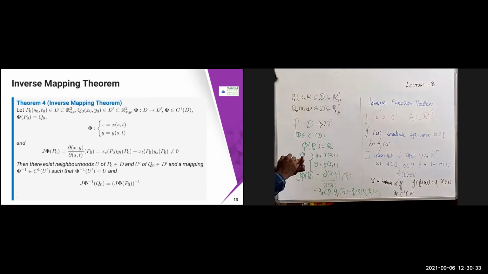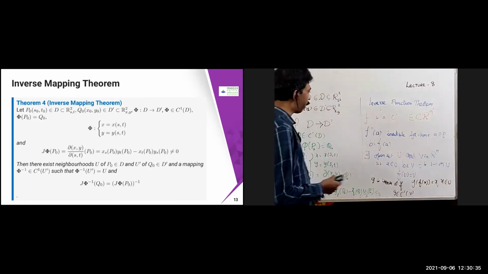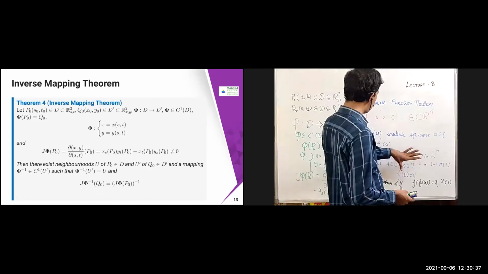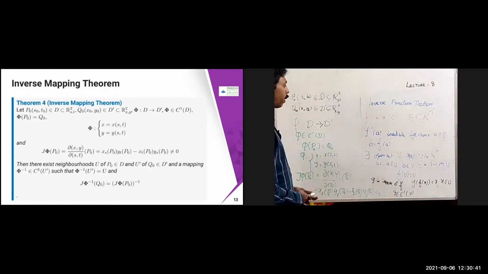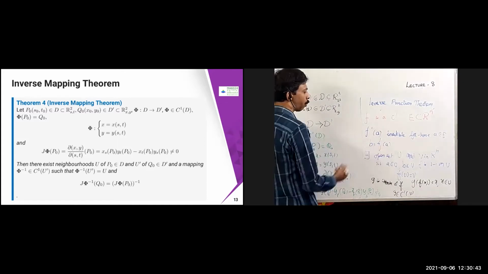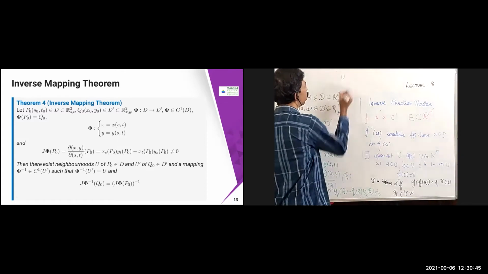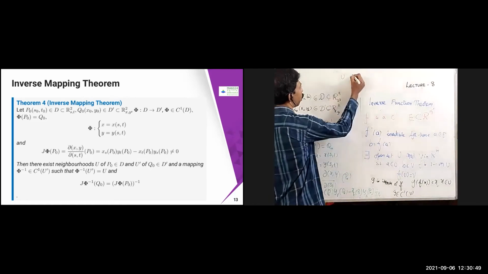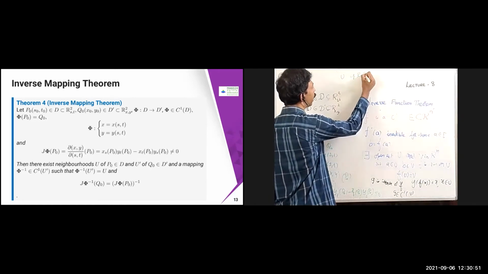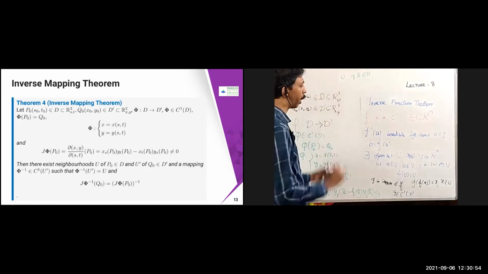Then what is it going to say? Here we have taken some neighborhood U subset of an open set. So in this case we are going to take a neighborhood, so in the place of open set, I'm going to take a neighborhood U of P naught in D. Okay, some local neighborhood I'm going to take.